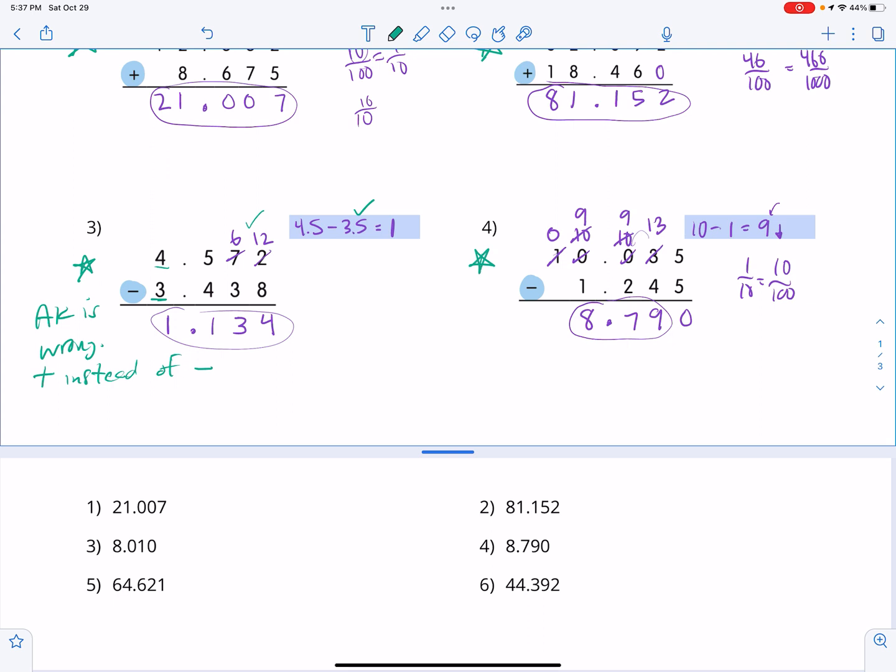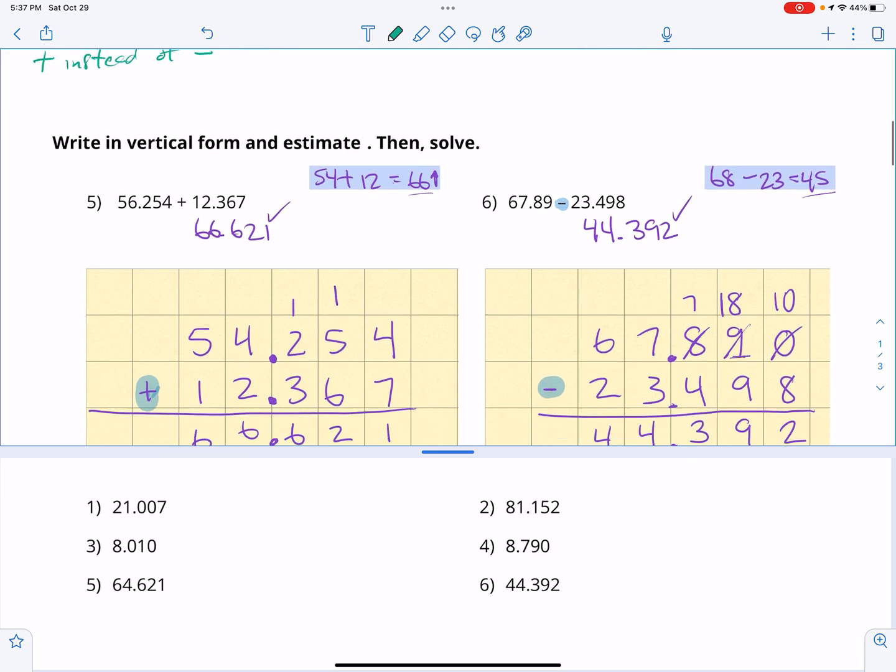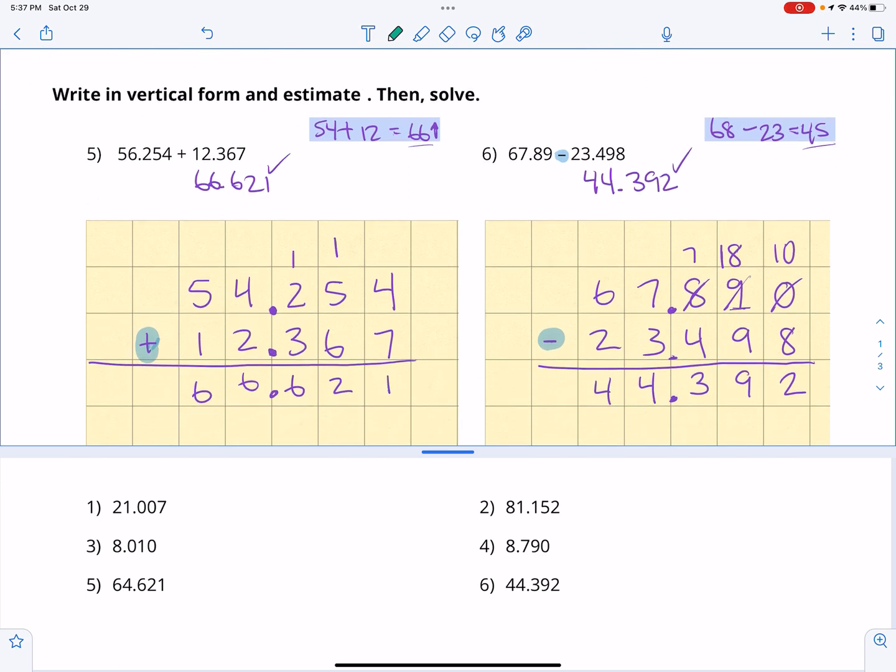Awesome. 8 and 79 hundredths, or 8 and 790 thousandths. Question 5 and 6. 64. Uh-oh. Is the answer key wrong again? Looks like maybe it is. Looks like even the answer key is really wrong. What in the world happened?